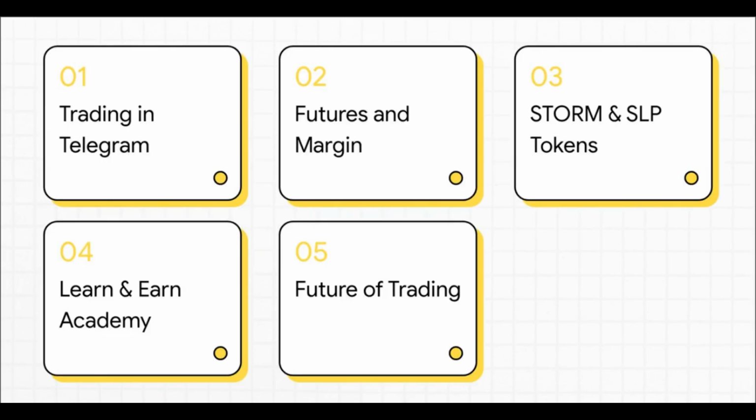So here's our roadmap for today's explainer. First, trading right inside Telegram. Second, the basics of futures and margin. Third, the Storm and SLP tokens. Fourth, the Learn and Earn Academy. And finally, the future of decentralized trading. Let's get right into it.